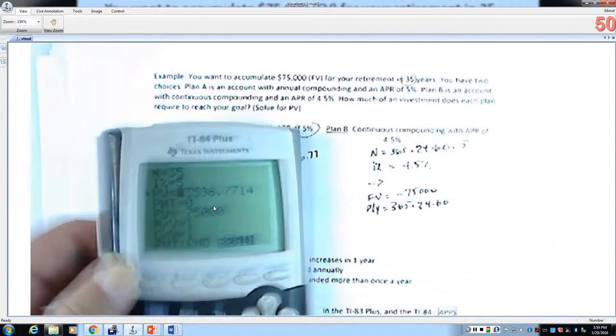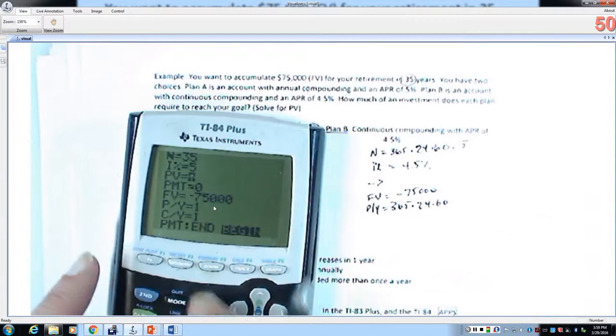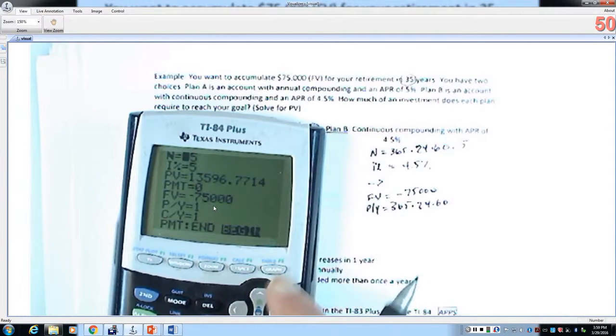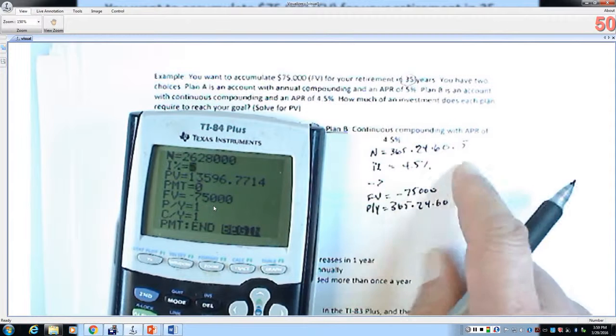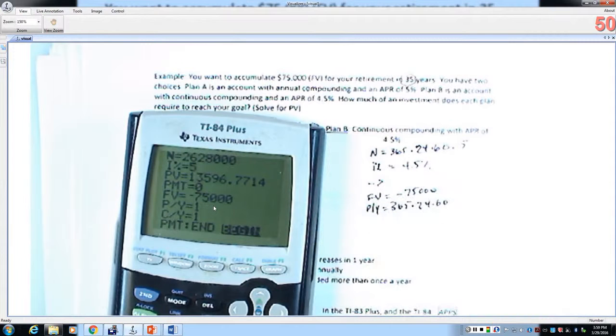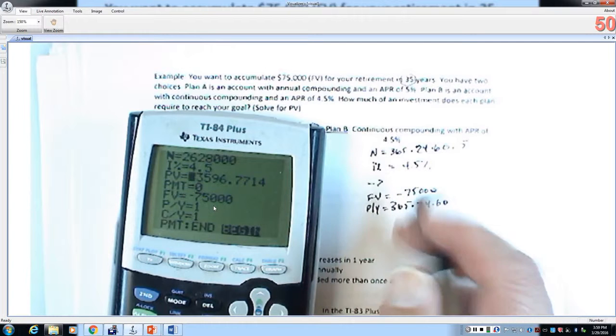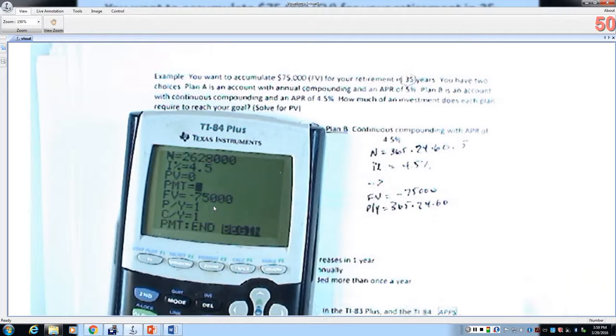So we're going to go ahead and go over here. We're going to go to apps again and finance and a TVM solver. Now my N is going to be 365 times 24 times 60 times 5. My interest rate, again, that's going to be 4.5. My present value is 0 right now. It's going to be solved before and afterwards.